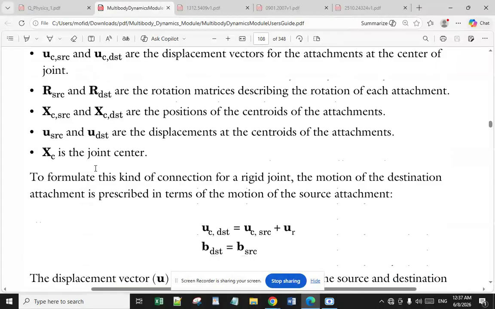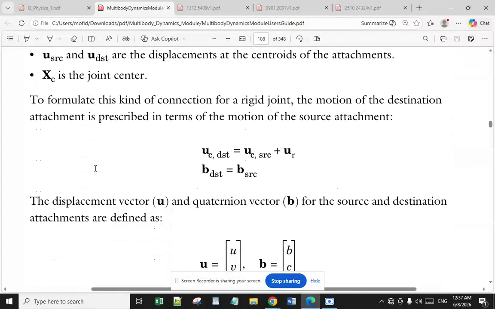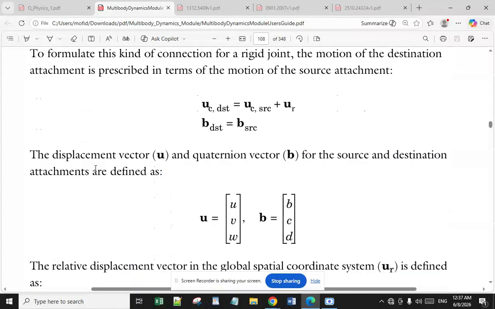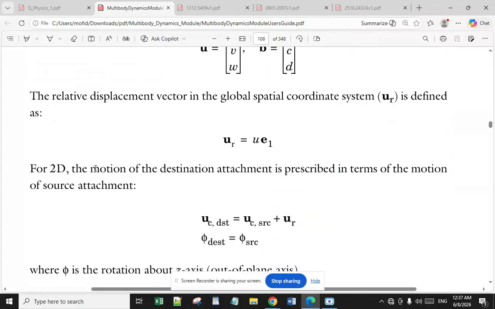To formulate this kind of connection for a rigid joint, the motion of the destination attachment is prescribed in terms of the motion of the source attachment, such as UC destination is equal to UC source plus UR. B destination is equal to B source. This displacement vector U and the quaternion vector B for the source and destination attachments are defined as U is equal to UVW, B is equal to BCD. The relative displacement vector in the global spatial coordinate system UR is defined as UR is equal to UEA1.